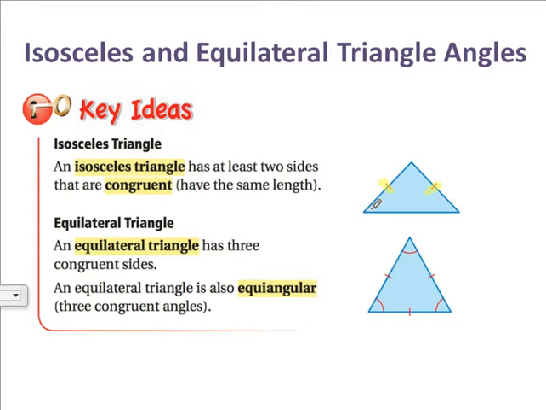So that notation there, the fact that there's one little tick on one side and one little tick on the other side, lets us know that these two sides are congruent. Just those two sides are congruent. This bottom side right here doesn't have a tick in it. So that means that this side length of that triangle is not congruent to the other two sides that are congruent.